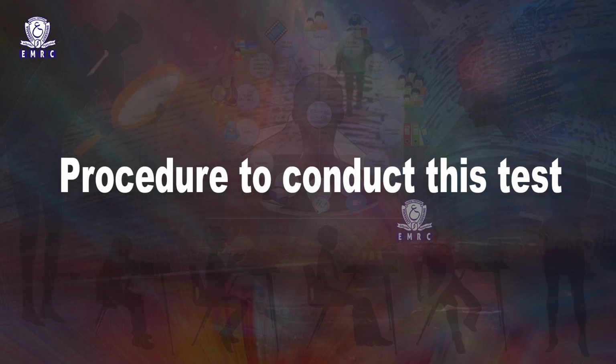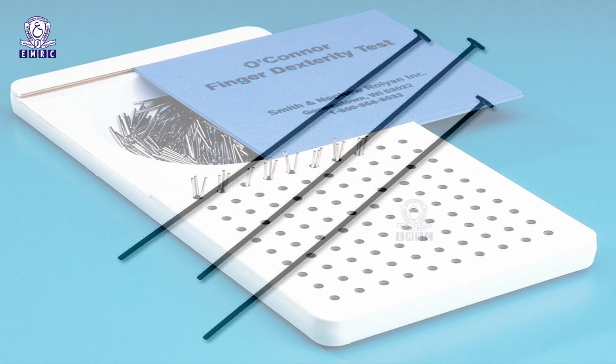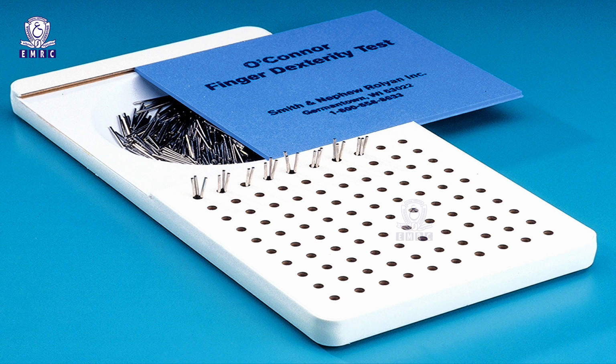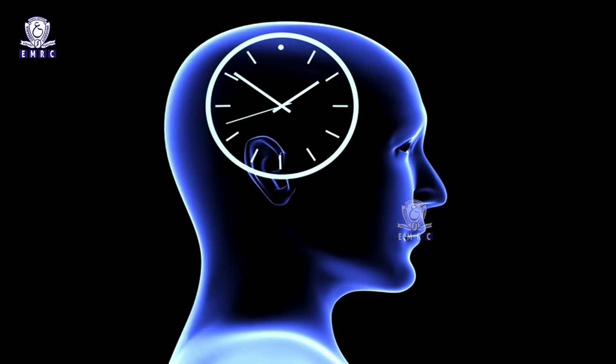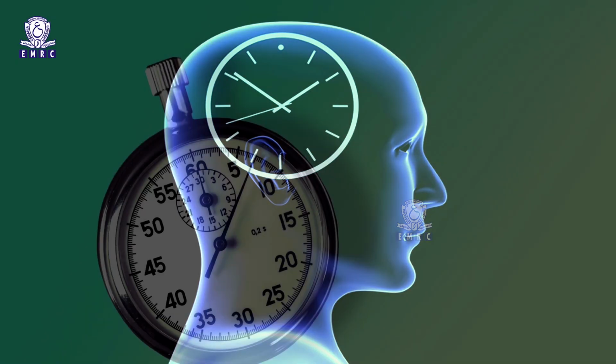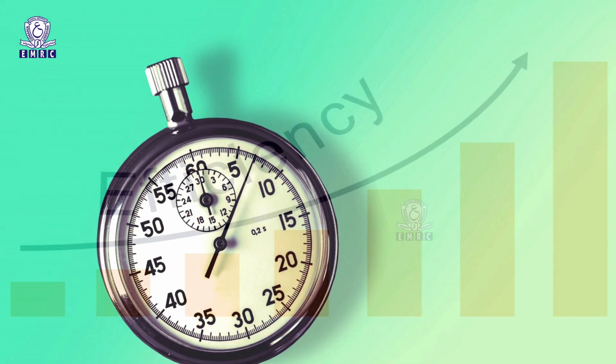The procedure to conduct this test is, the subject is asked to pick up 3 pins simultaneously from the pile of pins with the fingers of one hand and place them into each of the 100 holes, starting from the farthest corner, filling every row one after the other, in a Z pattern, moving towards yourself. The time required in minutes to fill the 100 holes is the basis for the score. The fewer minutes required to fill the 100 holes, the higher is the score.